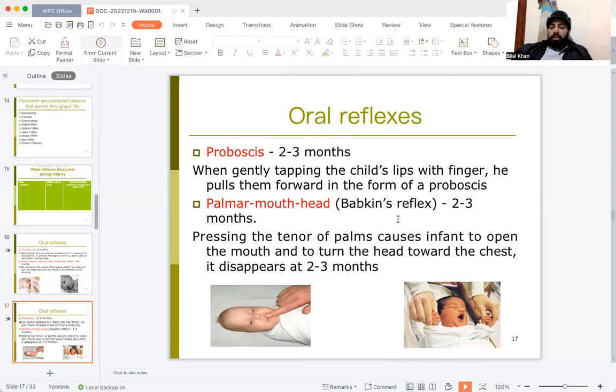Palmar mouth head, the Babkin reflex. It occurs in 2-3 months. It contains three things: the palmar will be grasping, the mouth will be open, and the head will be tilted to one side. Pressing the thenar of the palm causes the infant to open the mouth and turn the head toward the chest. It disappears after 2-3 months.